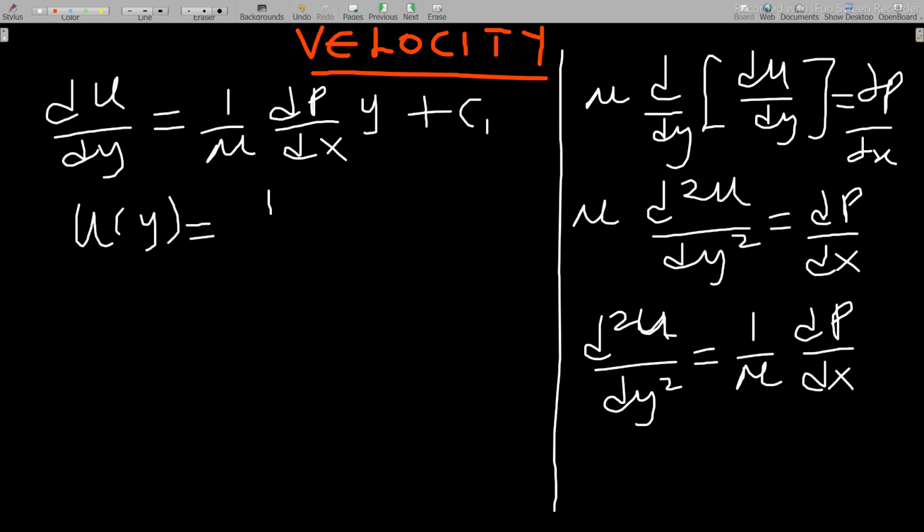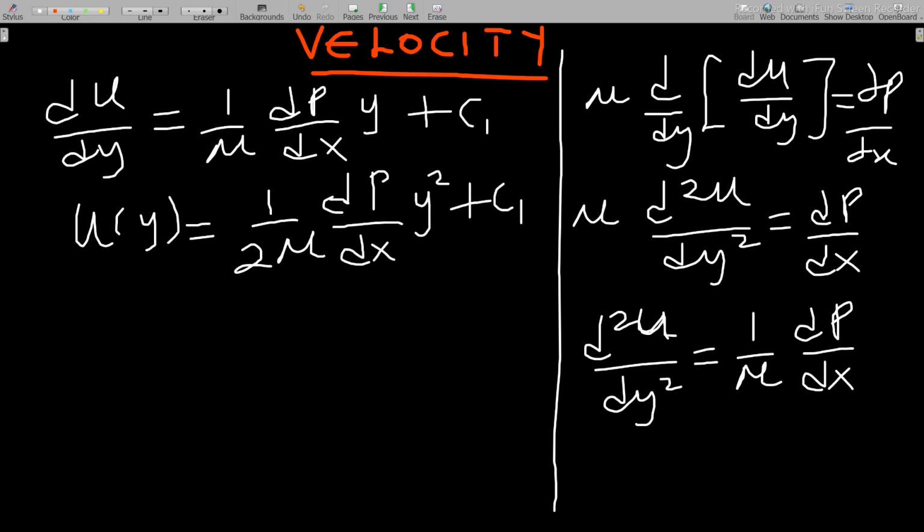Then I'll have another integral which will give me u of y, and this should be equal to 1 over 2 mu, because when I integrate y at this point, I'll get y squared over 2. So I just do it straight away for you: dp/dx, then y squared plus c1 y plus c2. I hope you get it now.